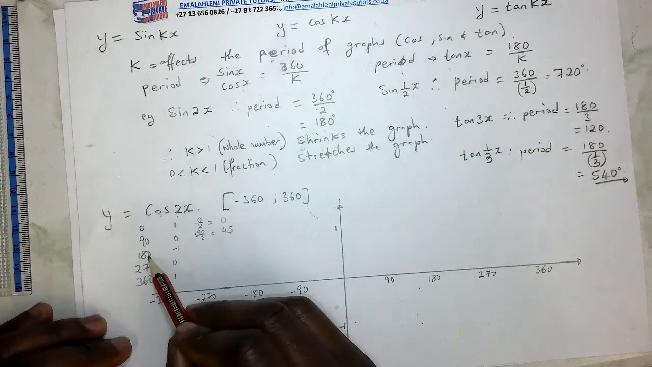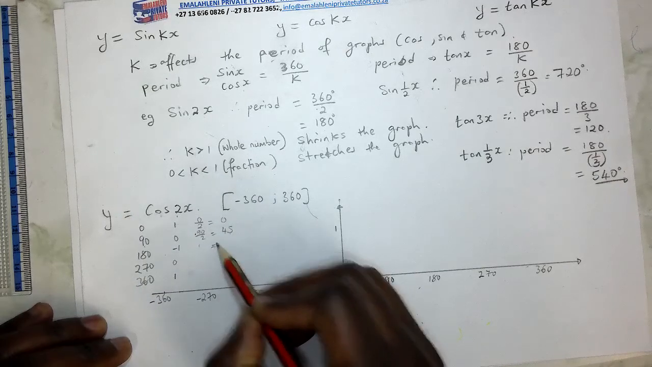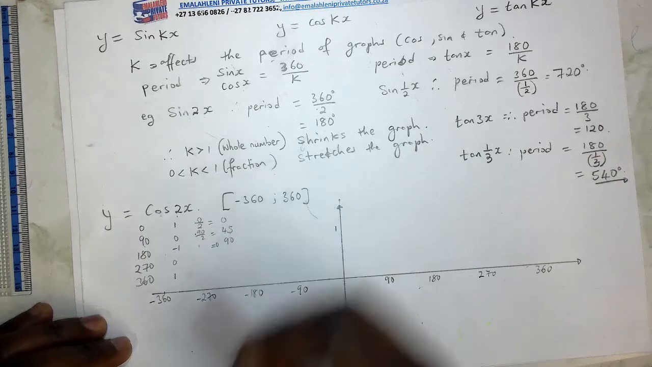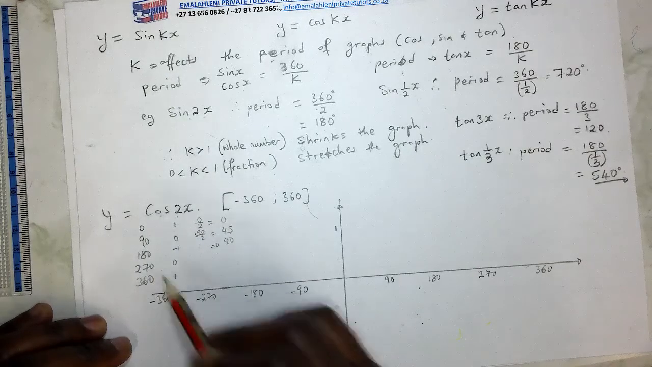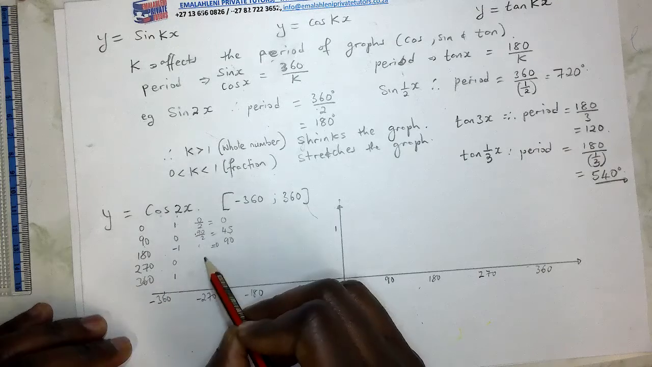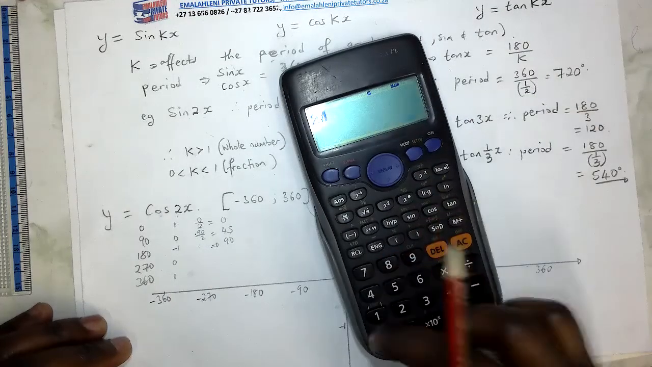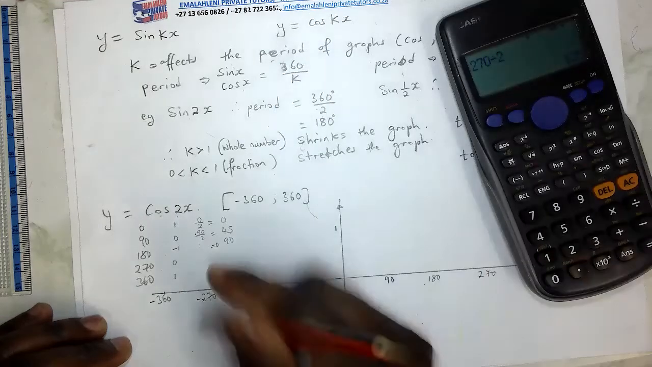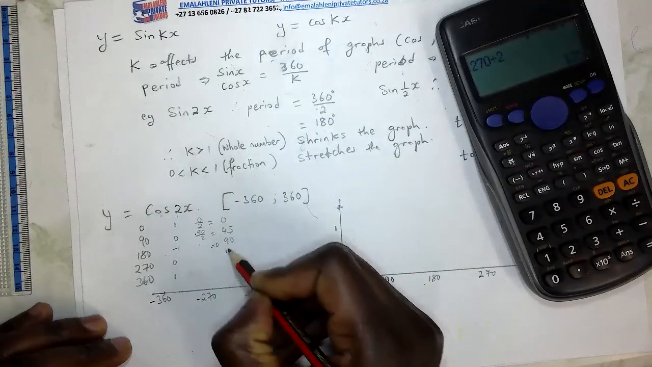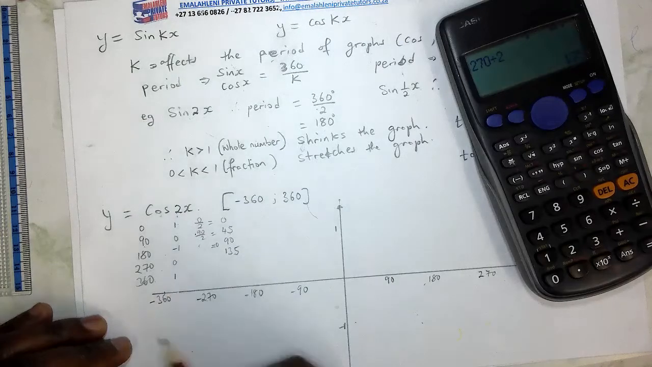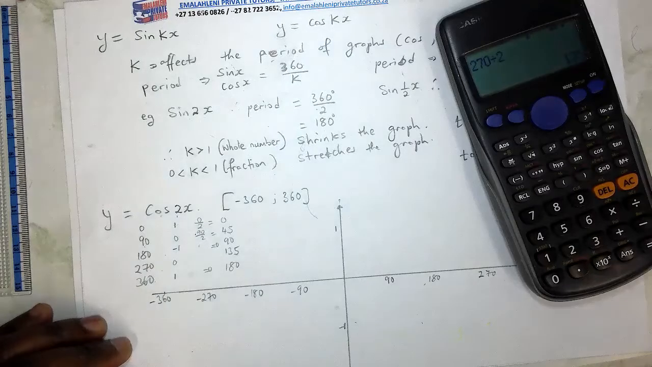Now, what about 180 divided by 2? We get 90. So the -1 should now be at 90. Then 270 divided by 2 gives 135, so the new interval is 135. Then 360 is now 180. So these are the new intervals that we are working with now.